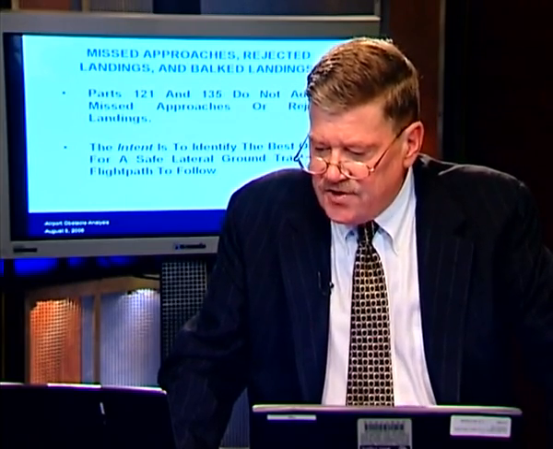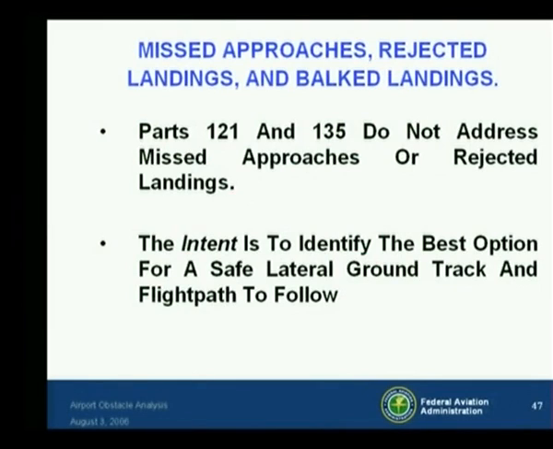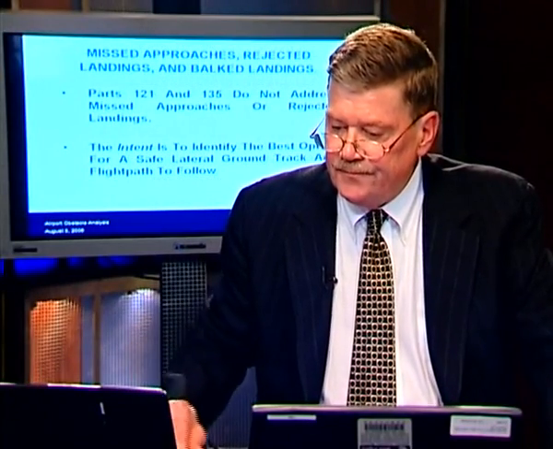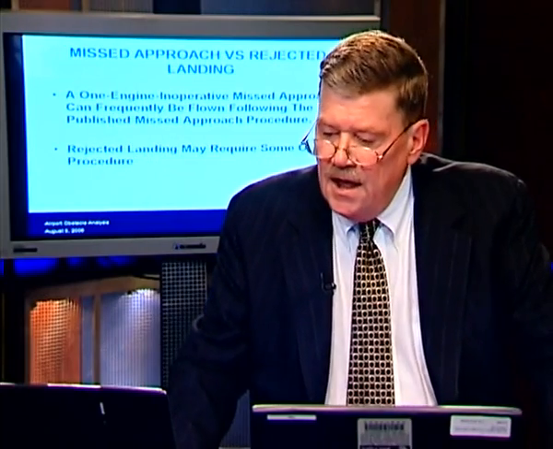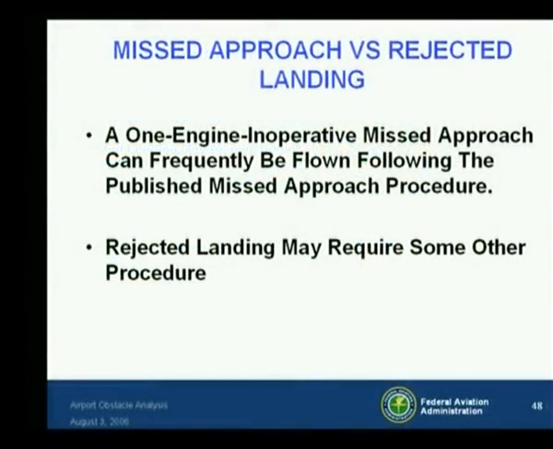The intent of the advisory circular is to identify the best option or options for a safe lateral ground track and flight path to follow in the event that a missed approach, balked landing, rejected landing, or go around is necessary. A one engine inoperative missed approach from the minimum descent altitude or the decision height or above can frequently be flown following the published missed approach procedure. A rejected landing, however, starts from a lower altitude and may require some other procedure. For example, you may have to follow the same one engine inoperative procedure used for takeoff.